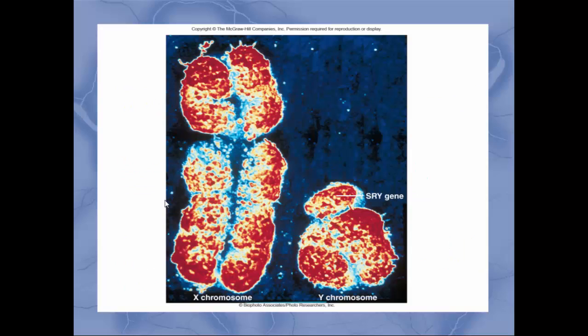All right, here's a scanning electron microscope image of both the X and Y chromosome. About 1,500 genes here on X, and roughly 231 on the Y. And right in the top part is the SRY gene. That's where the maleness gets determined. The turning on of the development of male features, and then the inhibition of female features.